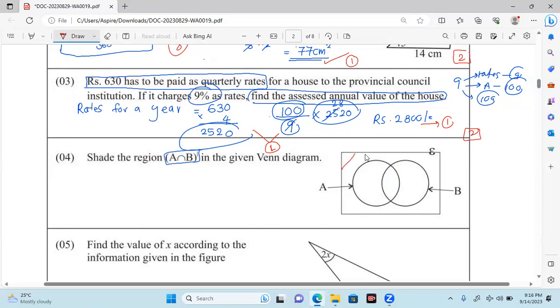Excuse me, teacher. In the third one, isn't it supposed to be 28,000? Yes, teacher, 28,000. It is 28,000.